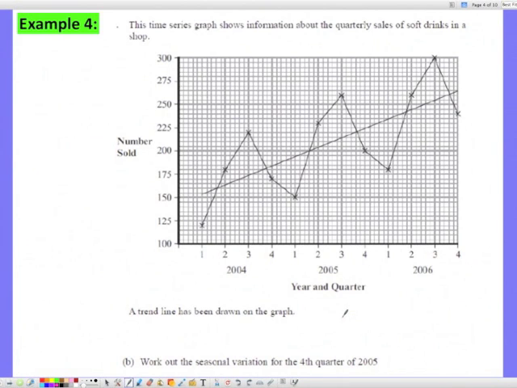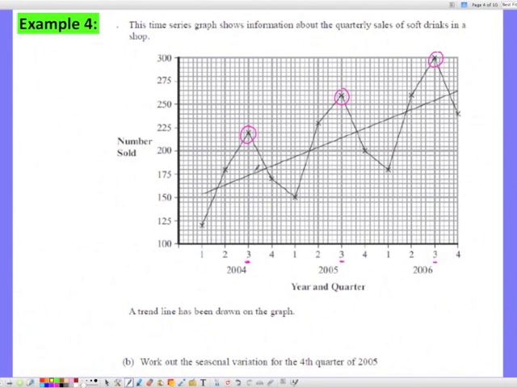So in example number 4, we can see seasonal variation. This time series graph shows information about the quarterly sales of soft drinks in a shop. A trend line has been drawn on the graph. Now we can see on our graph at this point here, in each of the years, we have the highest number of sales in this quarter. Quarter 3, the sales are higher. The actual sales are higher than the predicted from the trend line.